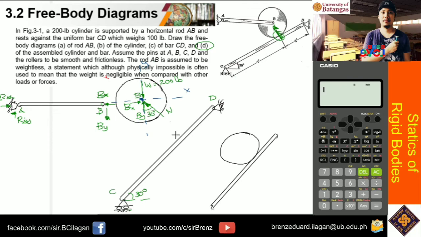Ano yan? 30 degrees yan. Review nyo lang yung trigonometry nyo para malaman yung properties ng angle. Okay, so yung mga perpendicular, ganyan. And aside from that, ano pa yung force na i-consider mo? So I think kompleto na tayo sa cylinder.